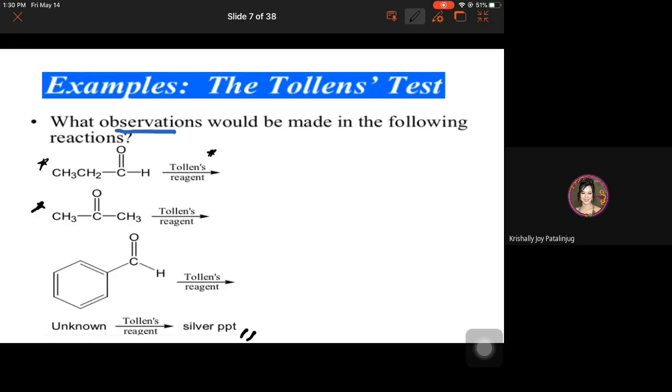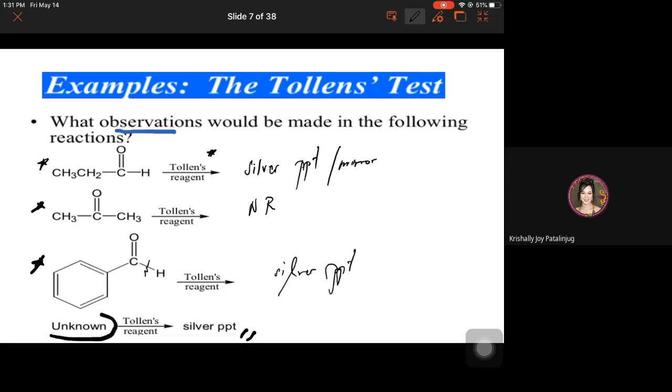Number 2, this is a ketone, right? So with Tollens reagent, no reaction. So I will not write silver mirror or silver precipitate. Number 3, this is an aldehyde, right? So again, the observable result is silver precipitate.